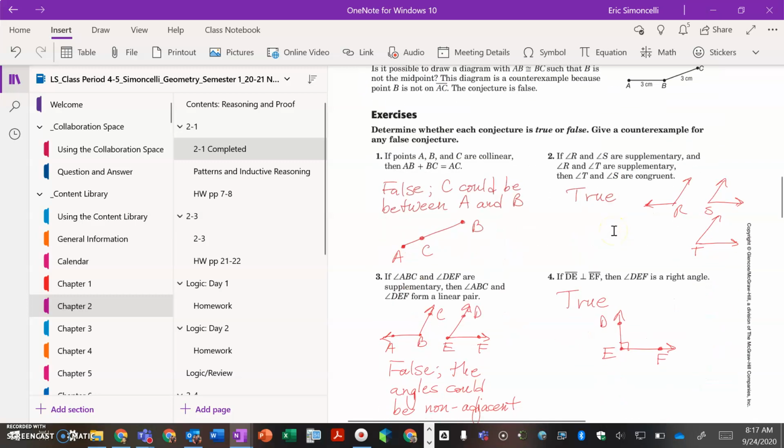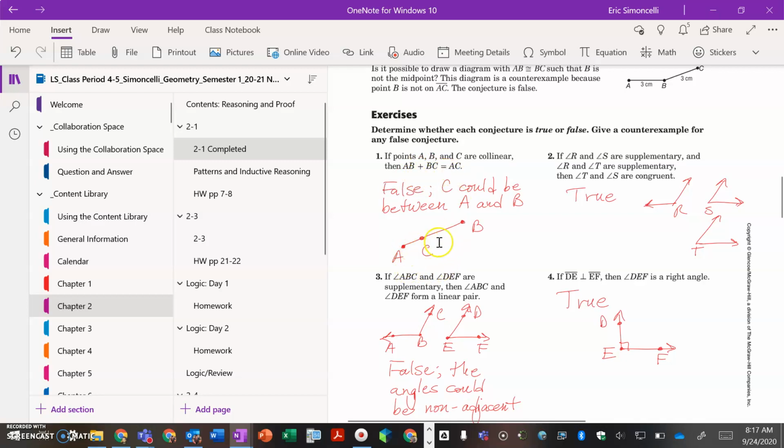All right, let's move on. Determine whether each conjecture is true or false. If it's false, give a counterexample. Okay. I'm also going to draw pictures if it's true, just to help you understand generally how it should look. Number 1, if points A, B, and C are collinear, then AB plus BC equals AC. Okay, so all 3 of your points are in fact collinear. Question is, again, is AB plus BC equal to AC?